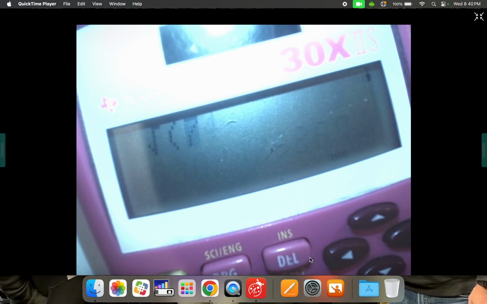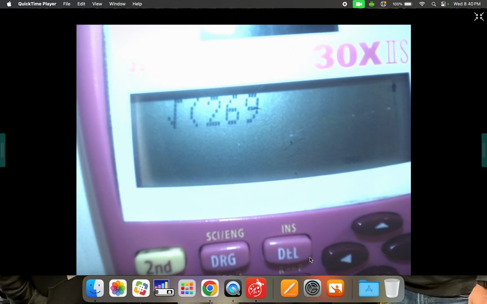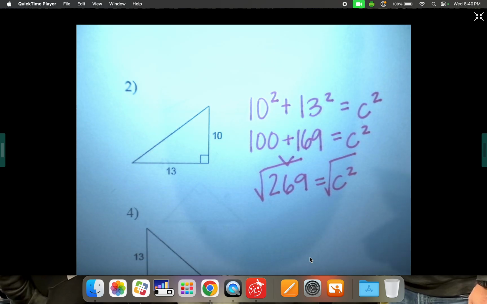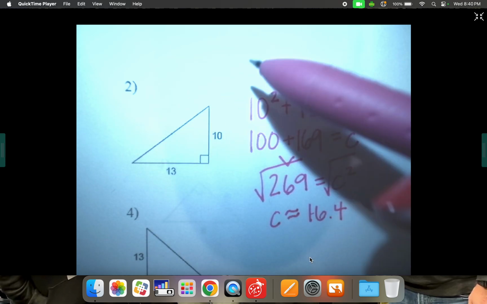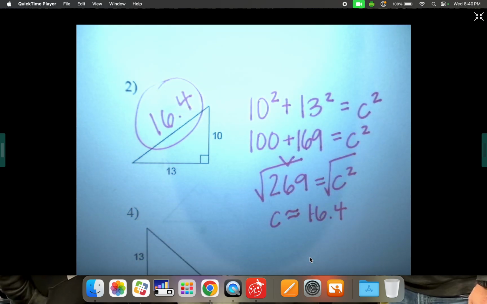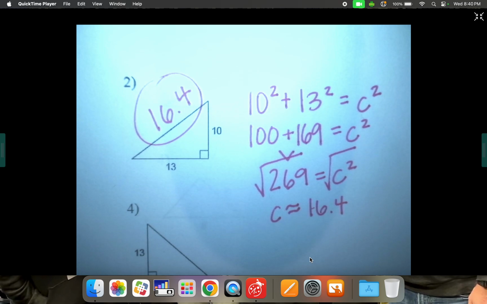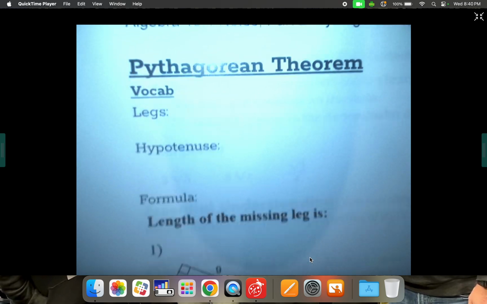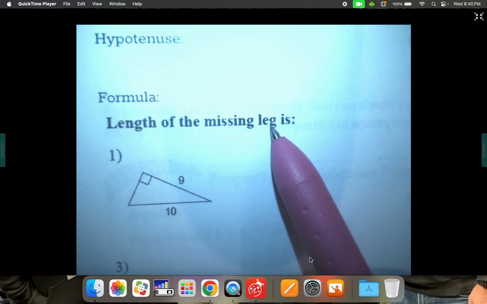And the square root, I did that one really fast, so replay it slower if you can't keep up. 16.4. Much better. C is about 16.4. Much more appropriate of a length for this missing hypotenuse. Okay, I would like for you to do a few more if you want. And if not, turn to the next page where this time you are now missing one of the legs.